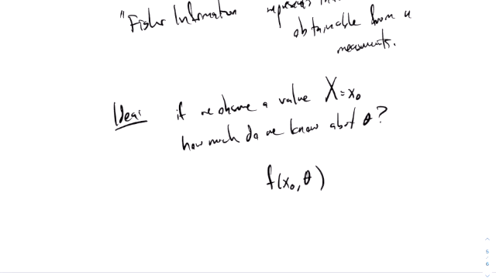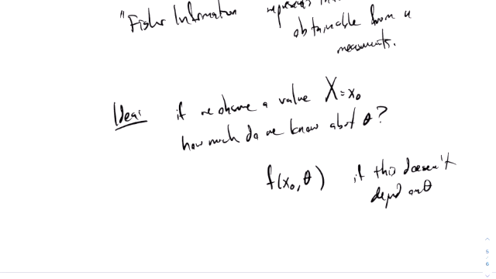And so if this doesn't depend on theta, then what that's telling us is that knowing that capital X is x naught doesn't actually tell us anything about theta. In other words, observing x naught was no more or less likely if theta was one thing compared to something else. And that means that we don't gain any information about theta.